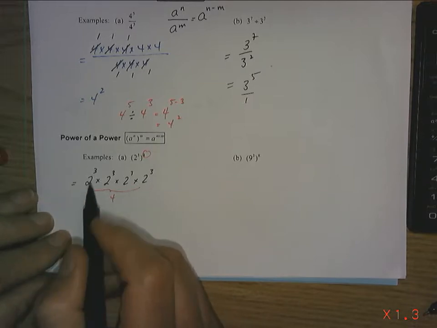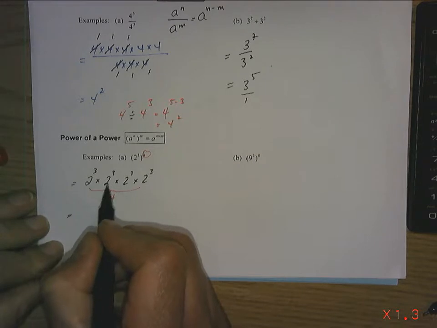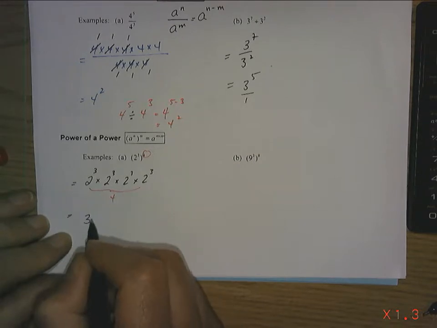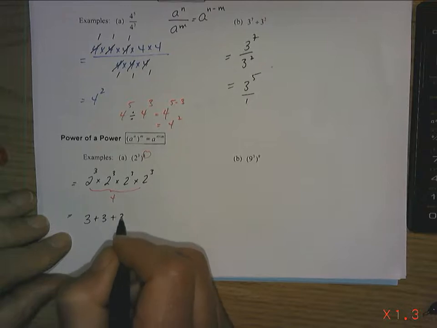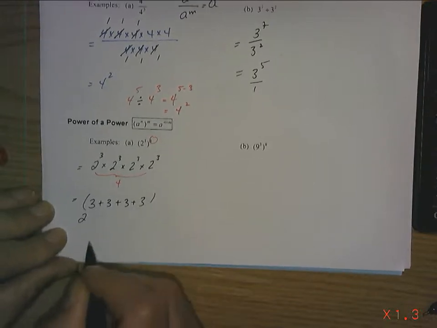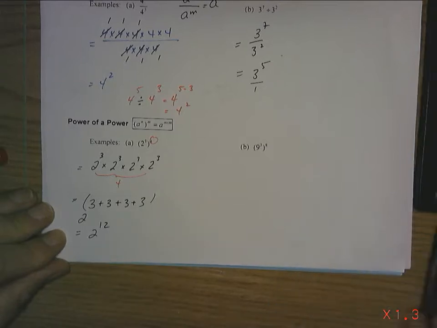Well, what that means is I've got 3 2s times another 3 2s times another 3 2s times another 3 2s. Well, that's going to be 3 plus 3 plus 3 plus 3, a total of 2 to the 12.